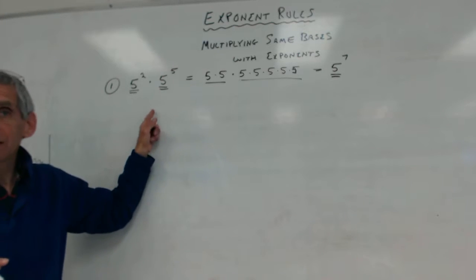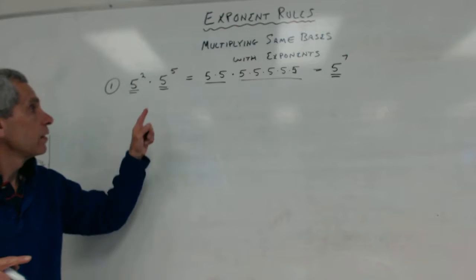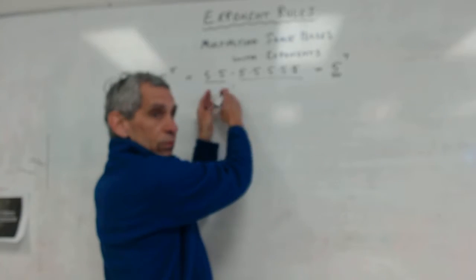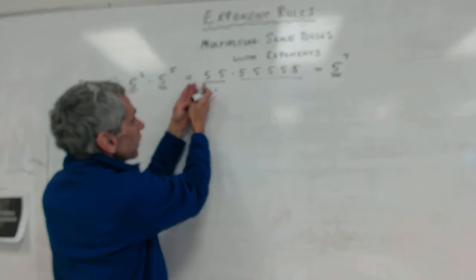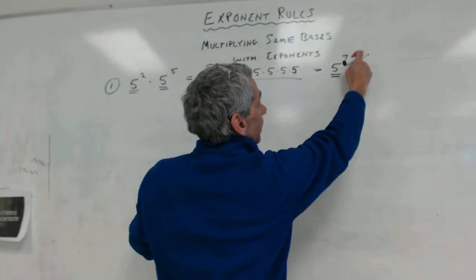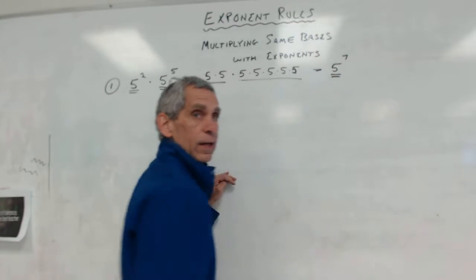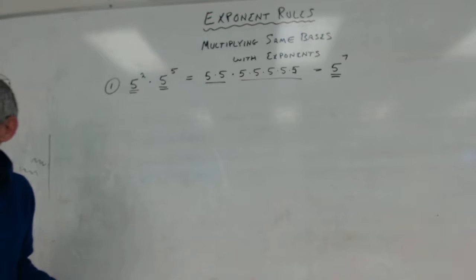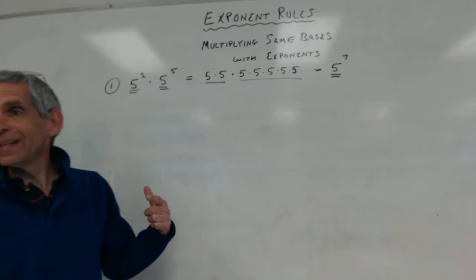As long as the bases are the same, then this works really easily. Notice we can count the number of bases, and that's what we put as the exponent. Does that make sense when you're multiplying? You see that? Now, can anybody see a shortcut?